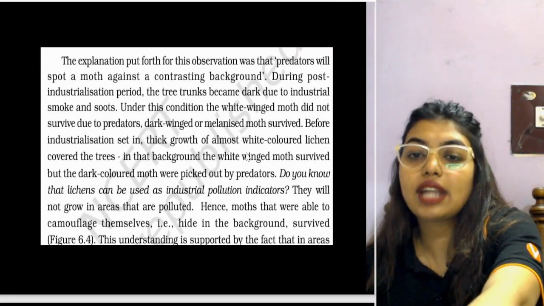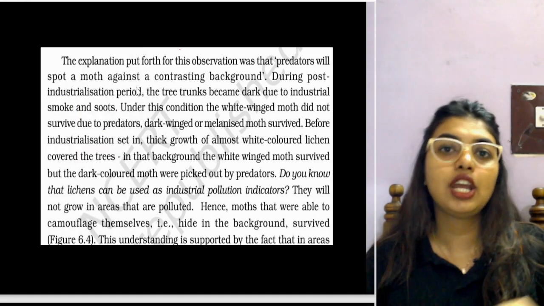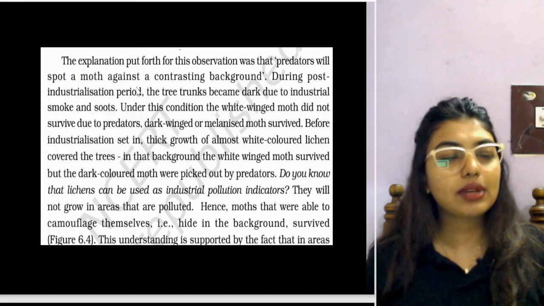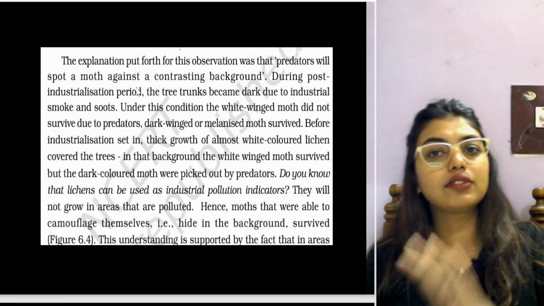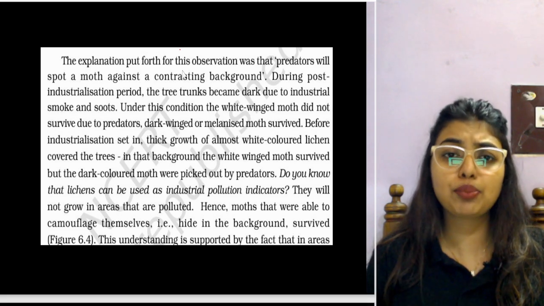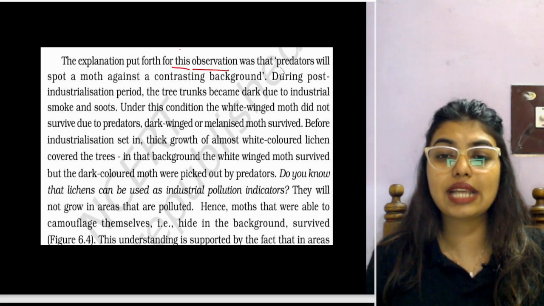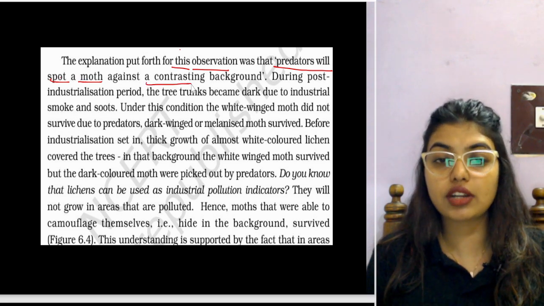This is also called natural selection in one way, because the moth which was able to survive during those times are the ones who are naturally selected. So before industrialization it was the white one, after industrialization it was the dark one. The explanation put forth for this observation was that the predators will spot a moth against a contrasting background.